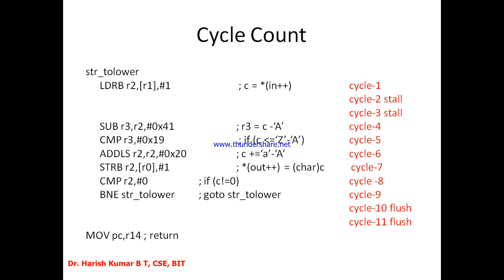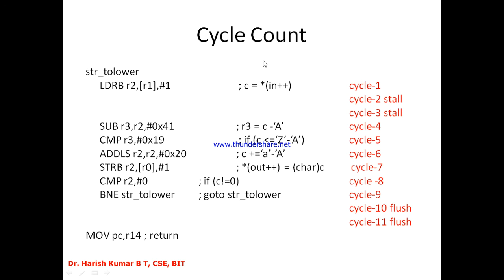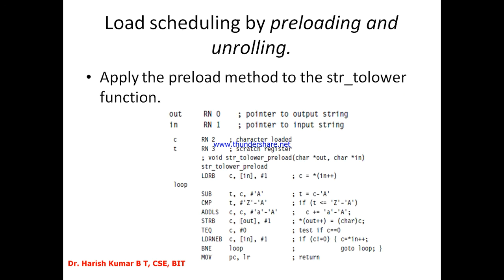So similarly, if I have a string of 10 characters, and I want to convert all these 10 characters in my string to lowercase, it is 10 into 11, so 110 clock cycles are required. For one iteration I require 11 clock cycles. Now what we are doing here is load scheduling by preloading and unrolling. There are two techniques. This is taking 11 cycles per iteration, and this is too much. I want to reduce it now. I want to optimize my code or improve the performance of my code.